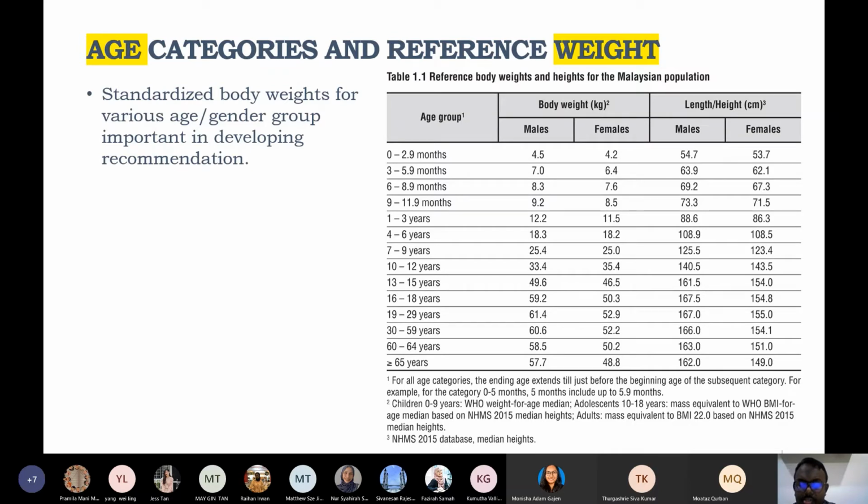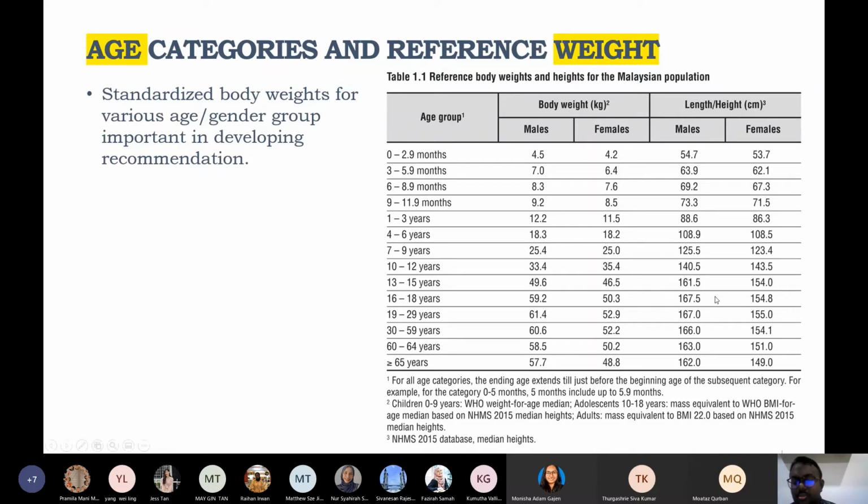And for children aged 0 to 9 here, it's based on the WHO weight-for-age median, and for adolescents 10 to 18 years, it's based on the mass equivalent of the WHO BMI-for-age median based on the NHMS 2015 median heights. Okay, and for adults, it is the mass equivalent to BMI 22 based on the NHMS 2015 median heights.